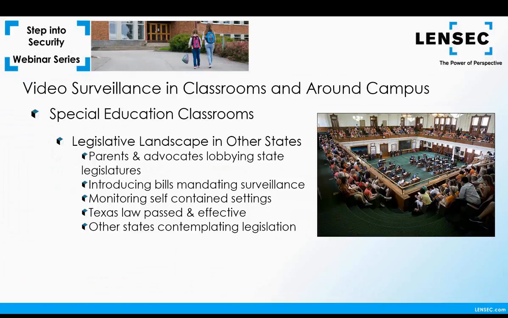Parents and advocates are lobbying their state legislators to enact laws protecting students in special education settings. States are introducing bills mandating video surveillance in classrooms for special education students. There are petitions being signed in North Carolina and in Kentucky requesting lawmakers to consider the issue. The Georgia General Assembly has a bill before the House. Michigan, Tennessee, Ohio, New Jersey, and Rhode Island have all considered proposals for cameras in special needs settings.